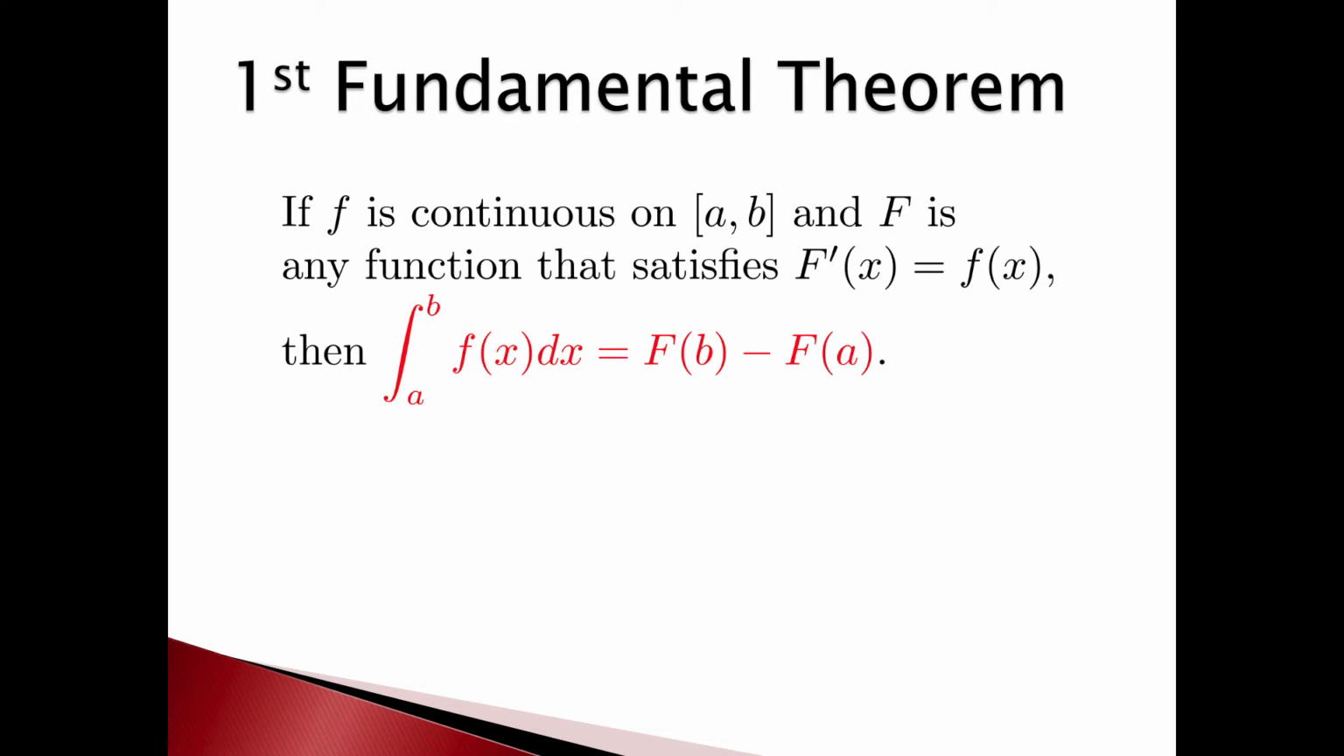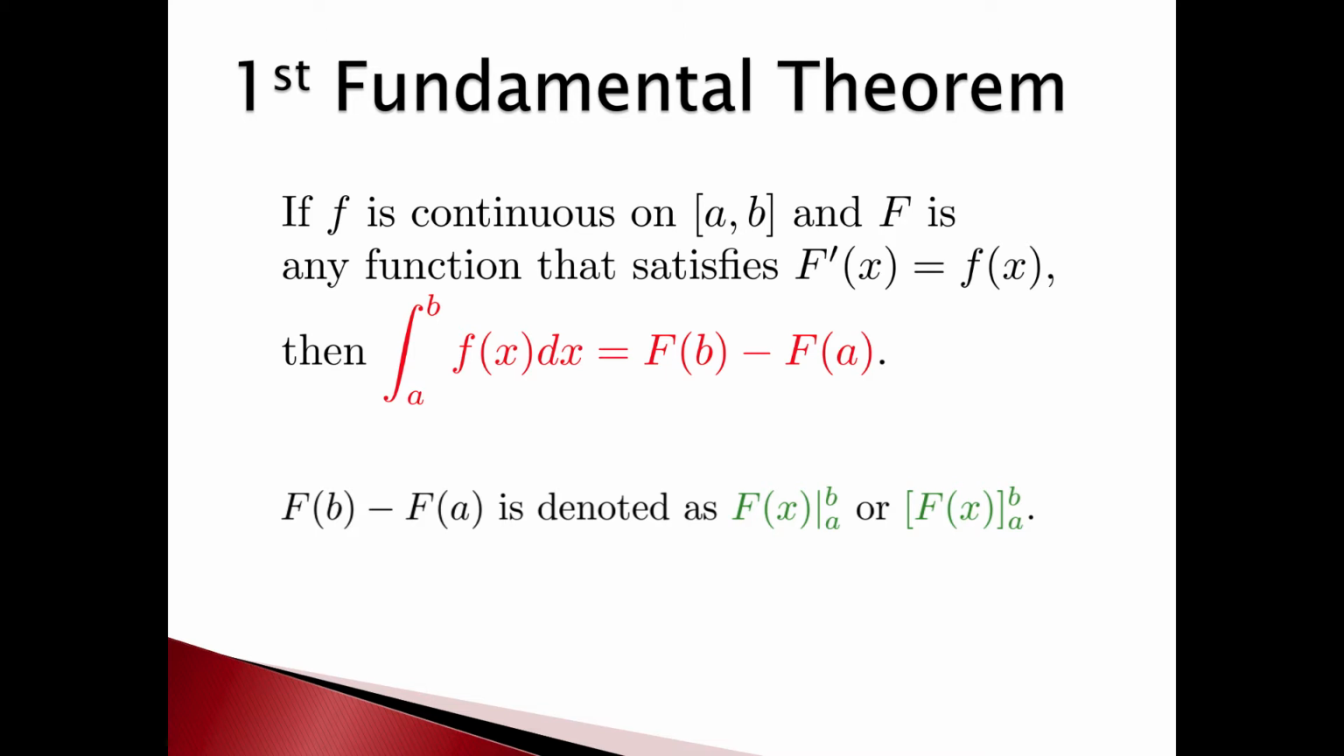That's it. Now, there's a really cool notational trick that we'll use to make things easier when we start doing examples. A lot of times we'll write that difference, F of b minus F of a, as F of x, and then put a little bar, with an a at the bottom and a b at the top. That's notation that means plug in the b minus plug in the a. So let's see how this would work.